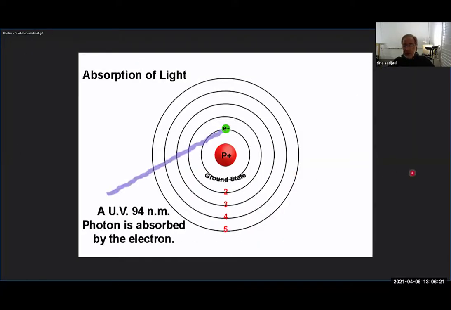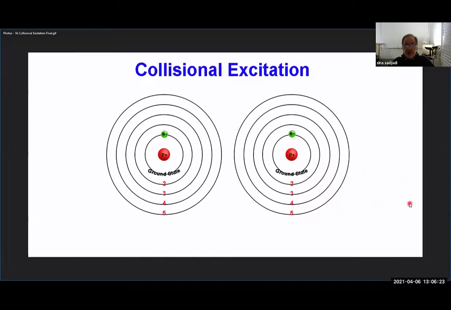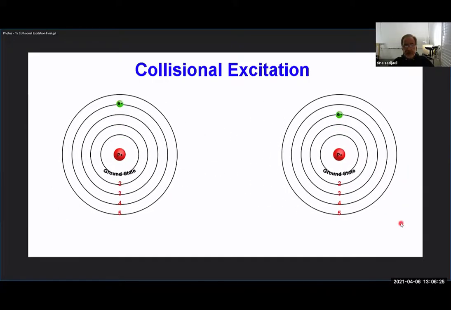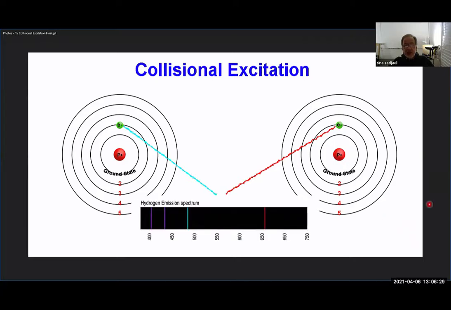Okay, I don't know why this doesn't happen in the first shot. This is called collisional excitation. So what happens here is there's two atoms. They both have an electron. They collide, and once they collide, the energy of the collision goes into the electron. The electron takes the energy of the collision, goes up in orbit, comes back down, and emits a photon.